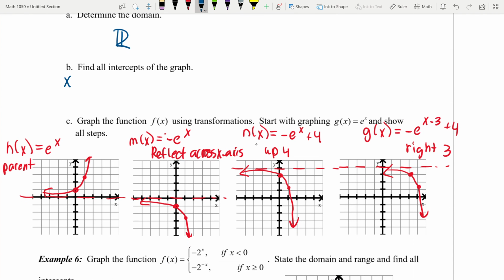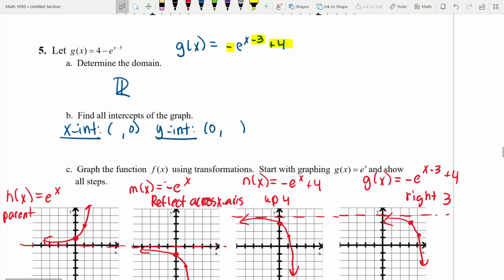Find all the intercepts. This is kind of tough. So we're going to go x-intercept, and then we're going to go y-intercept. Intercepts must be written as ordered pairs. If you didn't write it as an ordered pair on the midterm, they took off all the points. To find an x-intercept, let y be 0. To find the y-intercept, let x be 0.